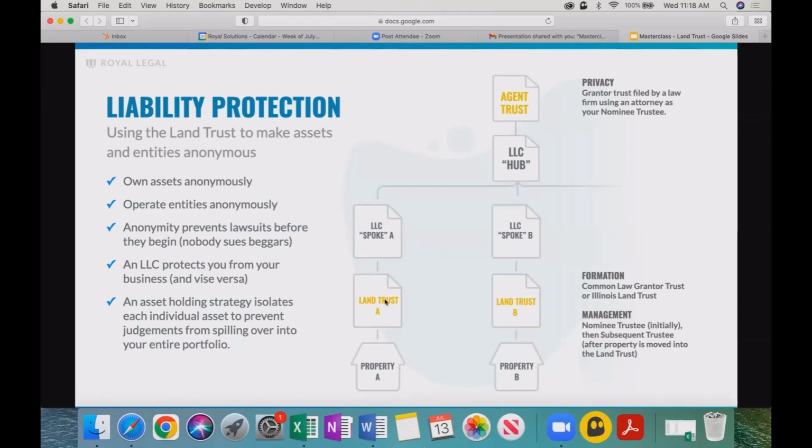The beneficiary and grantor of this land trust, privately in that land trust agreement, would be an LLC, whether it's a child series of a series LLC or a spoke like this, an independent LLC. And then this LLC would be owned by a hub LLC or a parent LLC. And then, as I was discussing in that previous slide, that LLC would be owned and controlled by an agent trust, which would be owned and controlled by you.